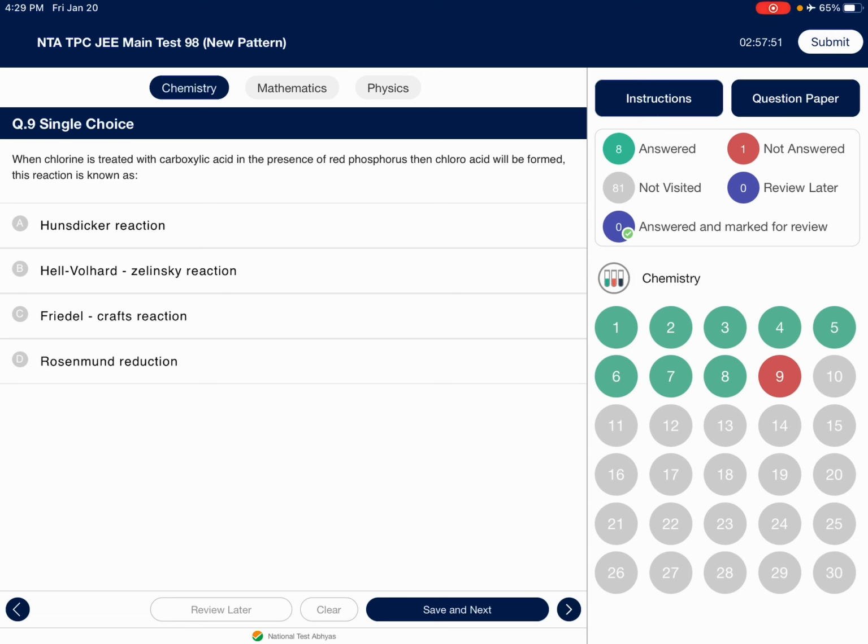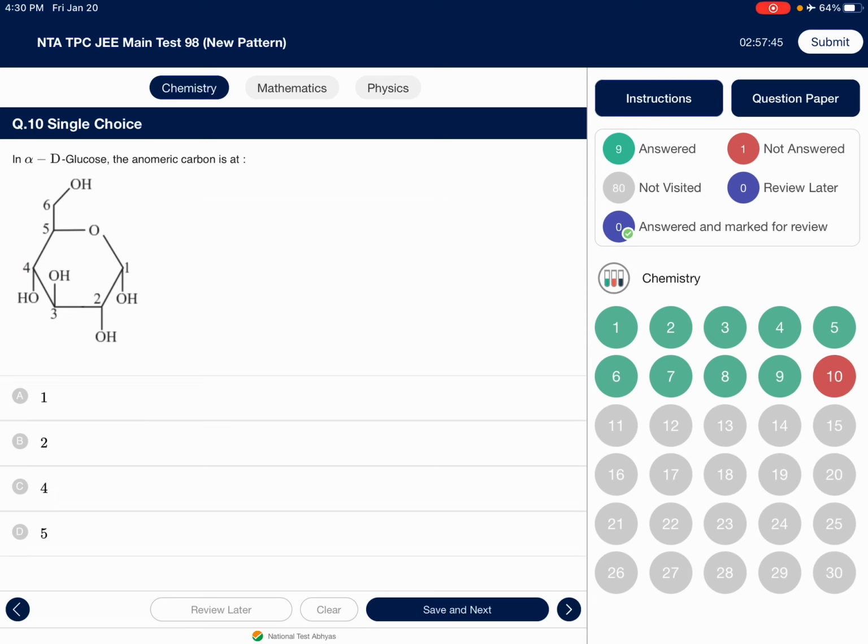When chlorine reacts with a carboxylic acid in the presence of red phosphorus, chloroacid will be formed. The reaction is known as HVZ.